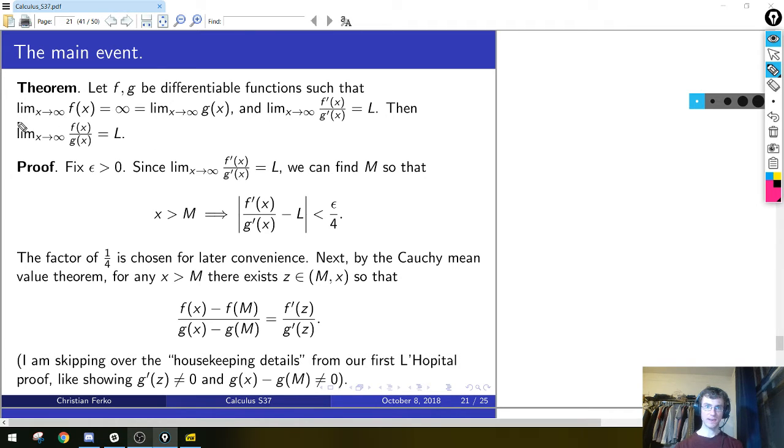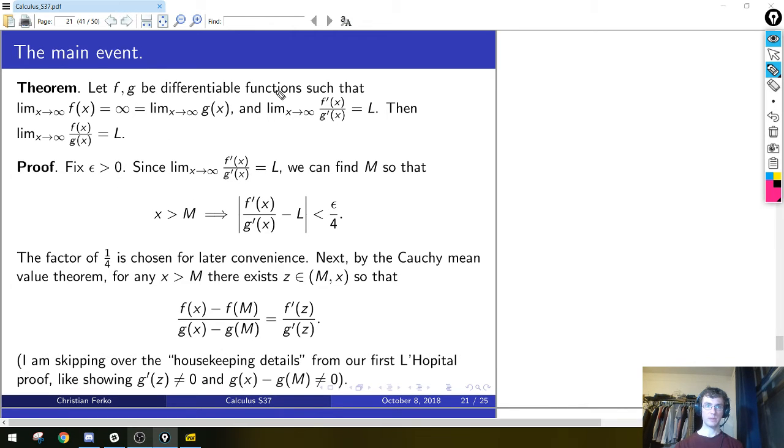So we're trying to prove this limit exists, which means if you hand me an epsilon, I have to show you how to pick an n, so that whenever x is bigger than that big number n, this ratio is going to be within a given distance of L, less than epsilon distance. So hand me the epsilon, fix an epsilon greater than 0.